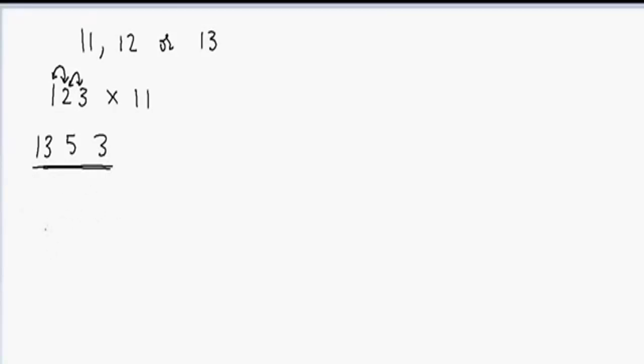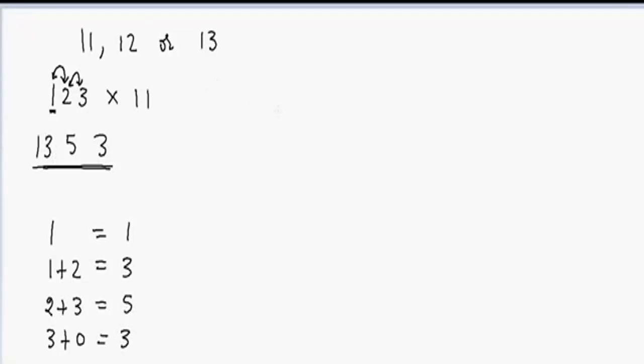Again, how did I do this? My first digit is the same as the first digit we have here. My second digit is 1 plus 2, the first digit plus the second digit. My third digit is the second digit plus the third digit, and the last is the last digit plus 0, because we have nothing else left. So that will be 1 3 5 3. That's my answer, 1353.